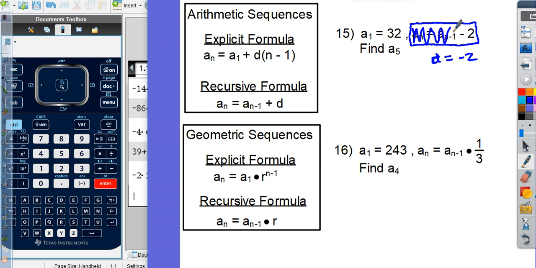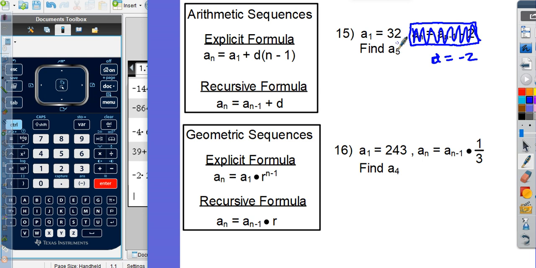That's really what I need from that right there. Don't let the recursive formula keep you from doing everything else. Once you get that negative 2, we have the same information that we've had, and we can create our explicit formula.